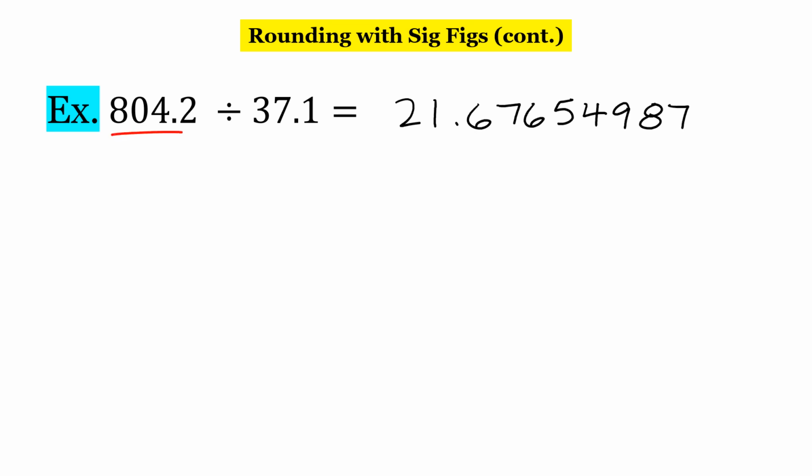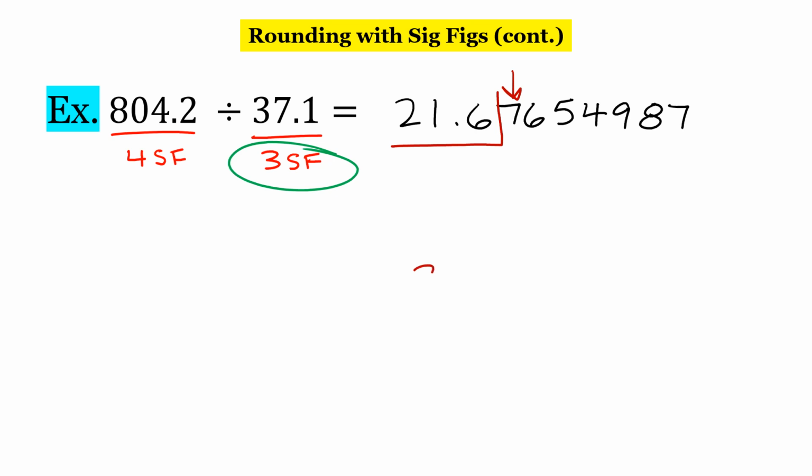We have 4 significant figures here. They're all non-zero. Here I have 3 significant figures. Again, they're all non-zeros. So 3 is the smaller number. We're going to round our final answer to 3 significant digits. The first 3 numbers, 21.6, and then we look at the fourth digit here. In this case, we're going to round up. This will be 21.7. And that's it. Those are the rules for multiplying and dividing with significant figures.